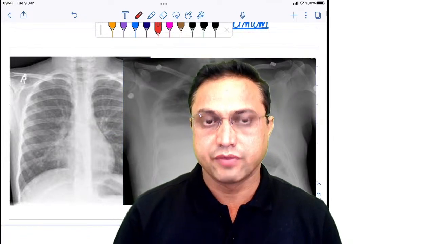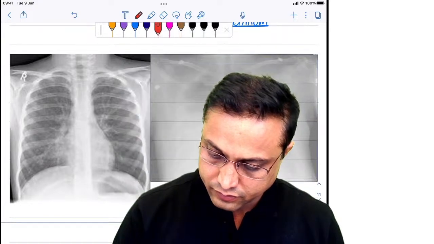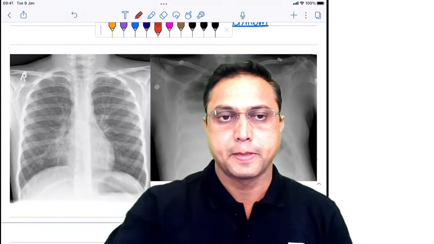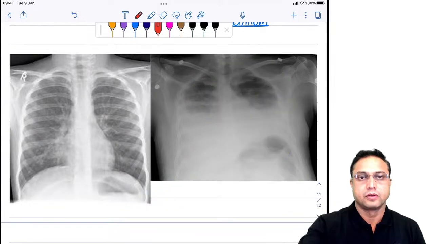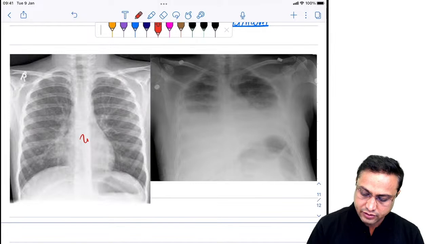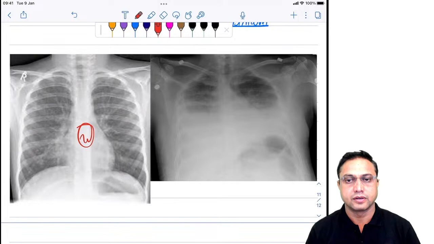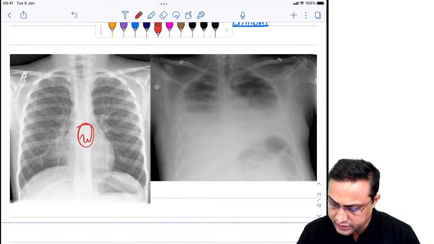Tell me, what is in this x-ray? What do we have in this x-ray? Sir, I am waiting for your replies. First of all, this is a normal x-ray. What is this x-ray telling us about? Anyone can participate? There is no shift of the mediastinum here, right?